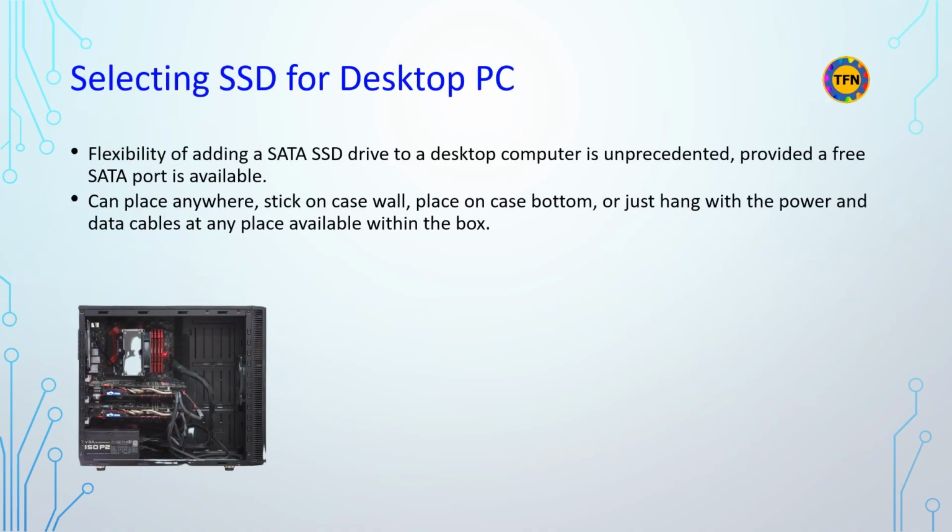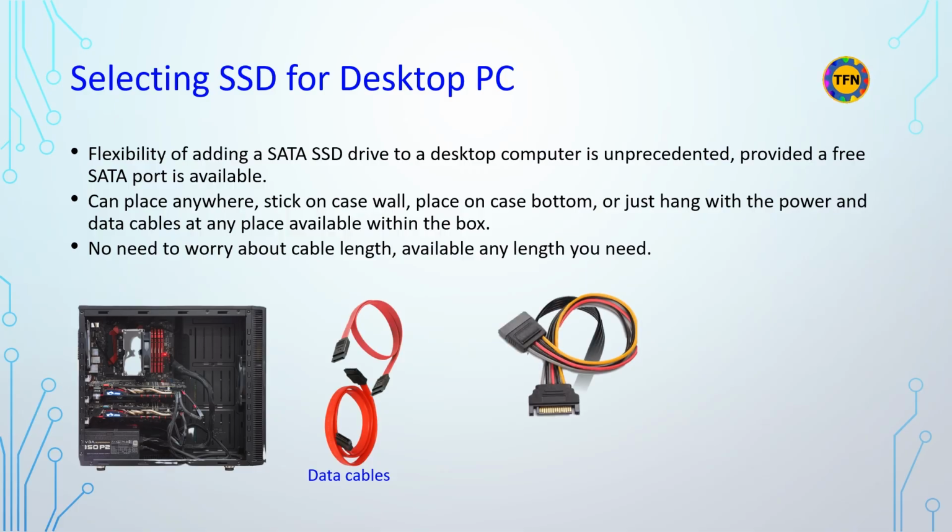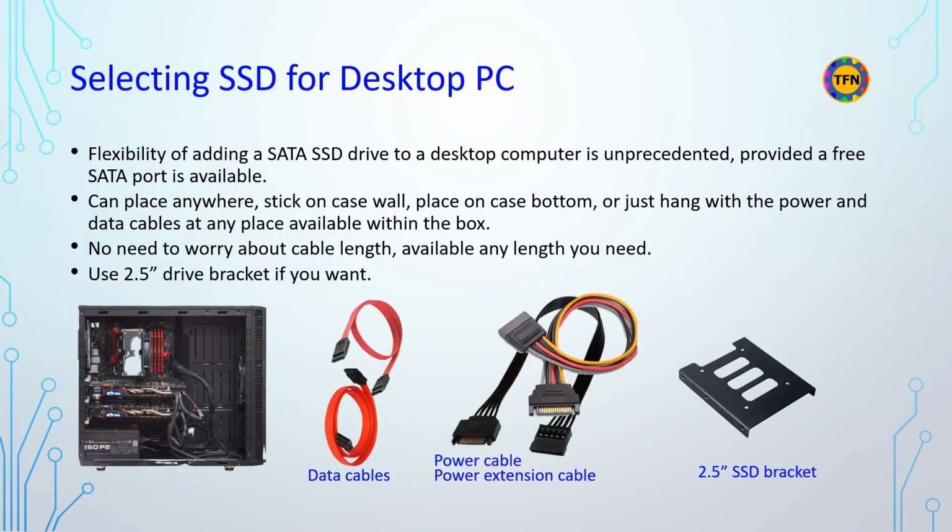The flexibility of adding a SATA SSD drive to a desktop computer is unprecedented, provided a free SATA port is available. It can be placed anywhere: stuck on the case wall, placed on the case bottom, or just hung with the power and data cables at any space available within the box. No need to worry about cable lengths, as they are available in any length you need. Of course, you may use a 2.5-inch drive bracket to make the components tidy inside the box.